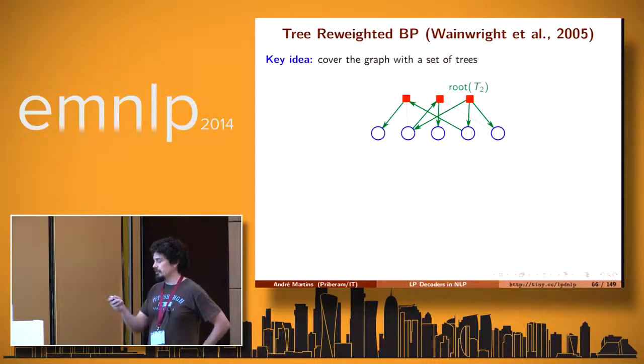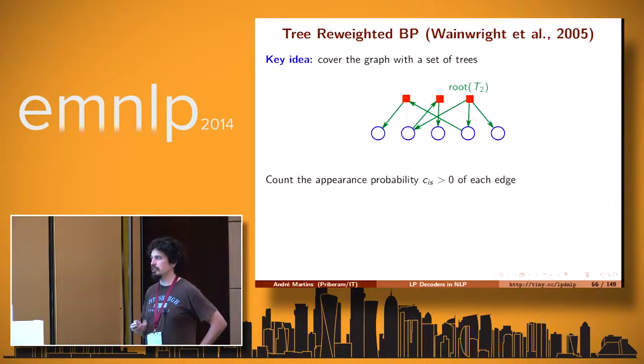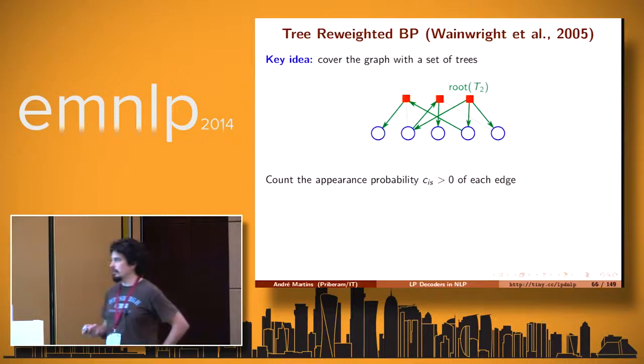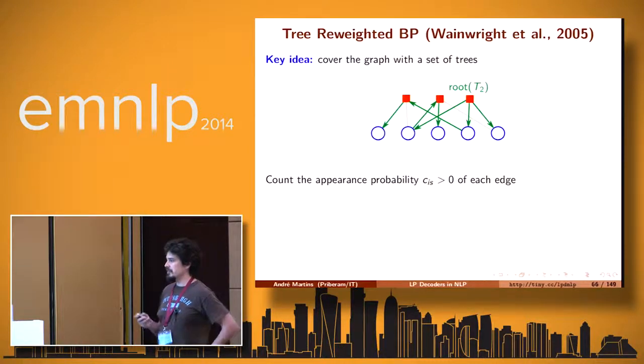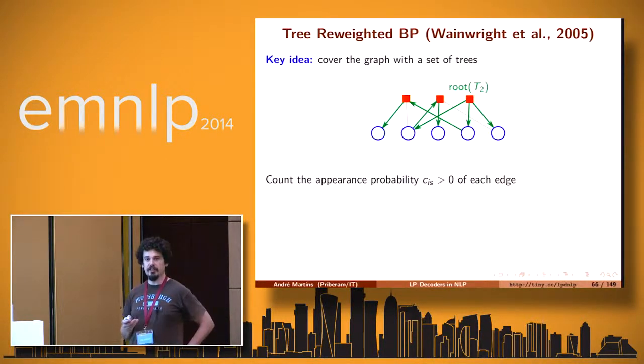So then we are going to count how many times each edge appears in these coverings. So some edges appear in both, and therefore they get an appearance probability of 1, while other edges only appeared in one of the trees, and therefore they get an appearance probability of 0.5. Okay? So to each edge, we are going to associate the appearance probability that we are denoting by C sub IS.